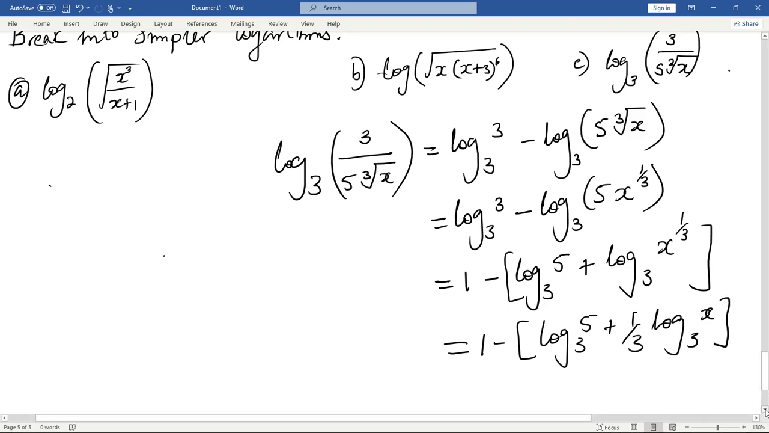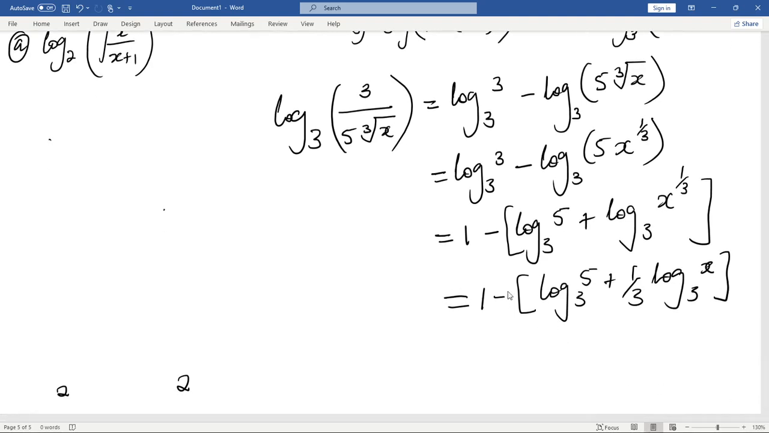For the final step, we can just distribute this negative across here. So then we're going to have 1 minus log 5 to the base 3 minus 1 over 3 log x to the base 3. So this is the solution for c.